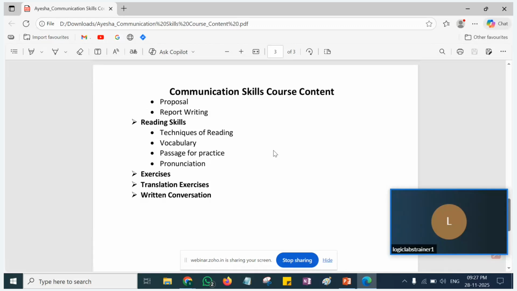Now, apart from all this, what are the things ma'am is going to provide? I'm going to provide various exercises based on various grammar parts and various skills. And also, I'm going to provide translation exercises. Most of these exercises will be Hindi to English or Telugu to English, because these are the most common languages. But if my students want another language translated into English, please let me know. I'm going to help with that.